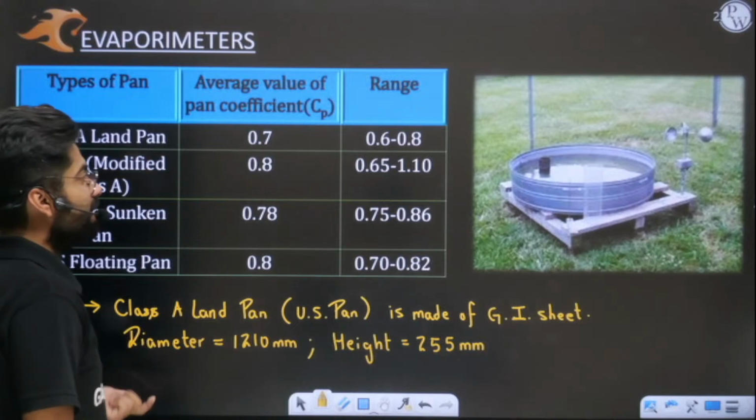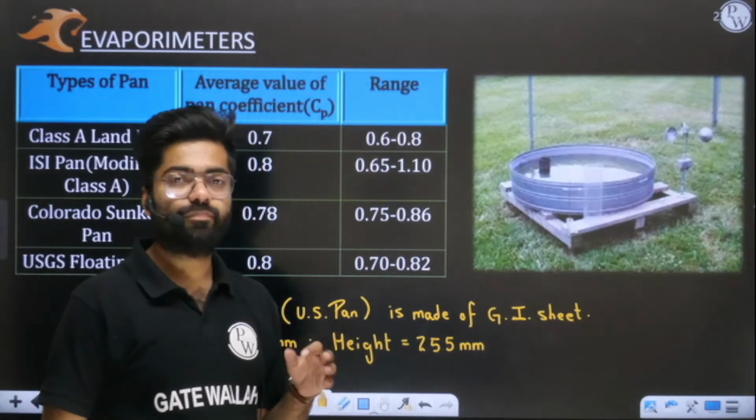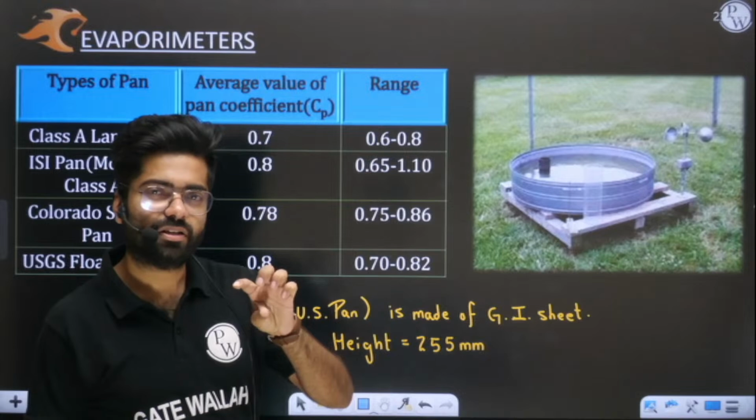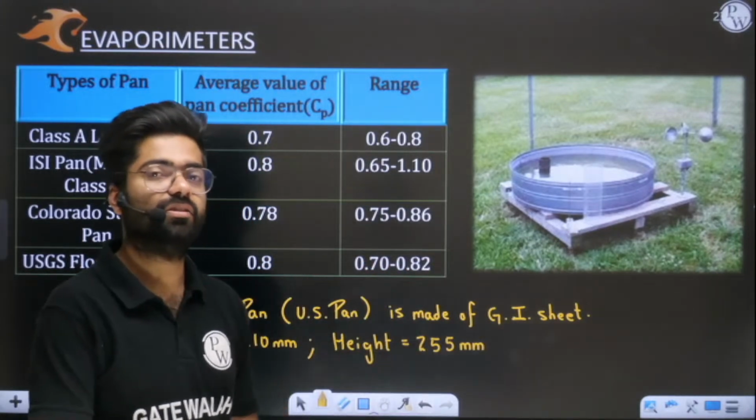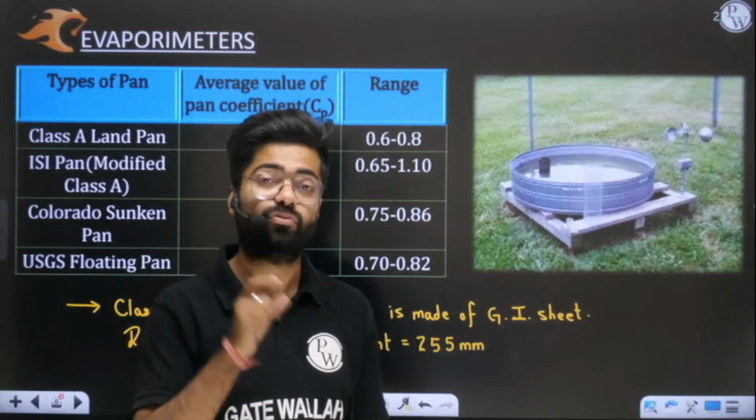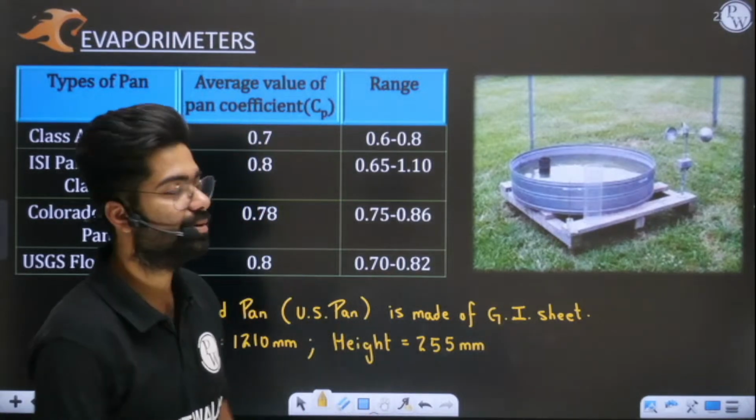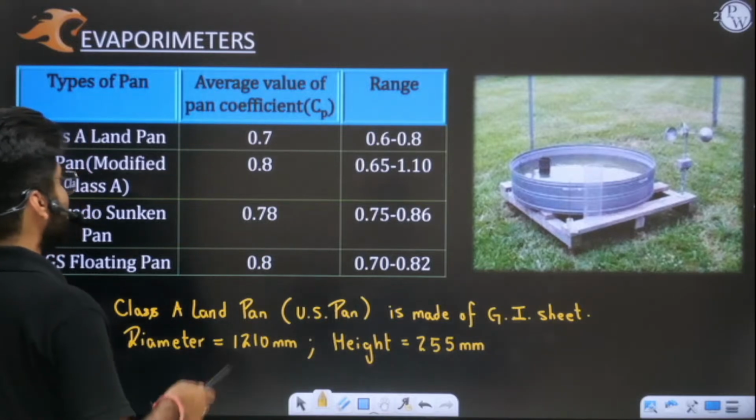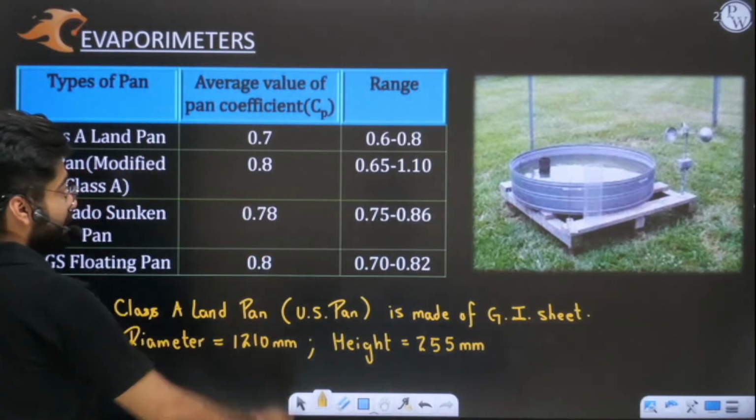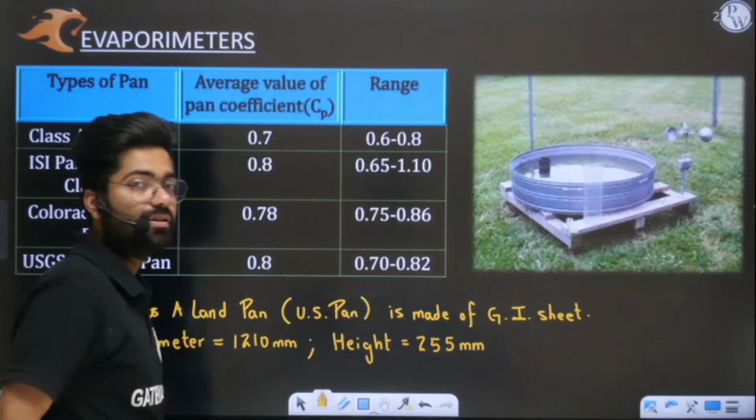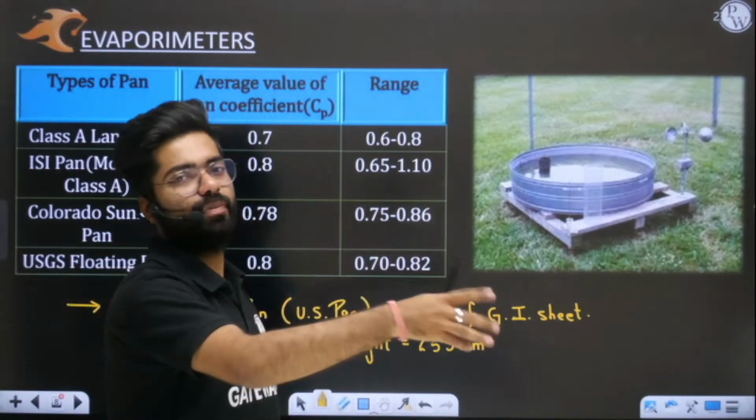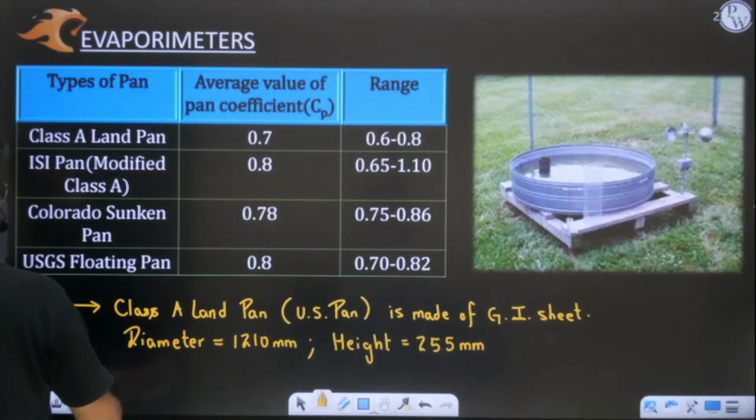Now, what did the Indian Meteorological Department do? They tried to make pan evaporation and lake evaporation even closer. They wanted lake evaporation to be more or less similar to pan evaporation. So they changed the metal to copper. Because of that, lake evaporation is now about 80% of pan evaporation, and you can see the range is 65 to 110%. So the Indian pan is better. Why? Because lake evaporation is almost similar to pan evaporation.